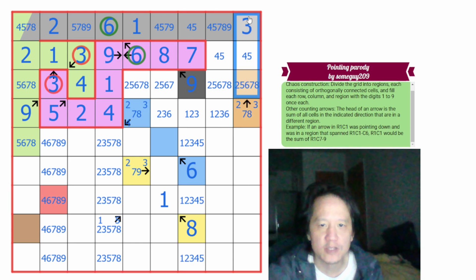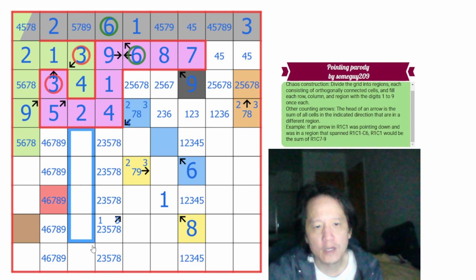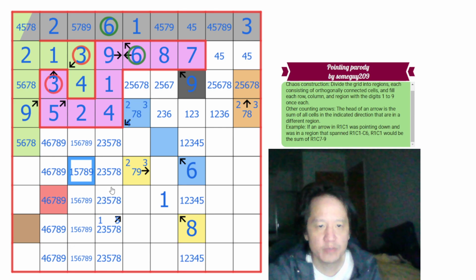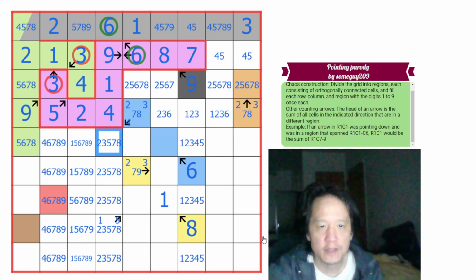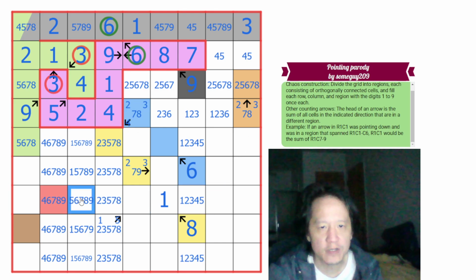Because if this was not part of this region, it would be 2, 3, and 4 at minimum, which would mean this would have to be 9. Okay, so then this becomes 1, 5, 6, 7, 8, and 9. So this can't be 6, this can't be 1, this can't be 8. This is part of the same region. This is not part of that same region. And this also has to be part of the yellow. So we have 1, 2, 3, 4, 5, 6, 7 at least. This could be part of some other region out here. We don't know.